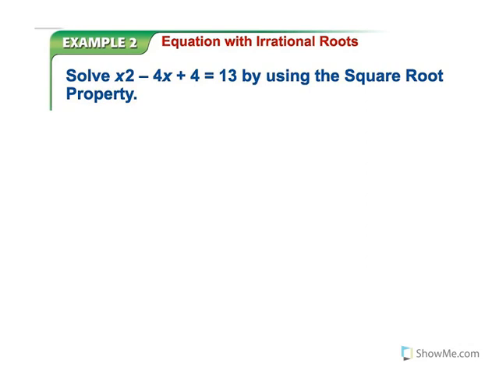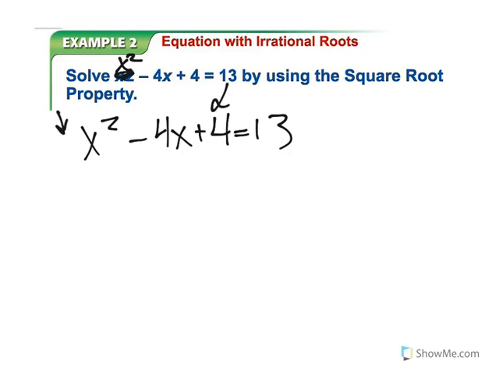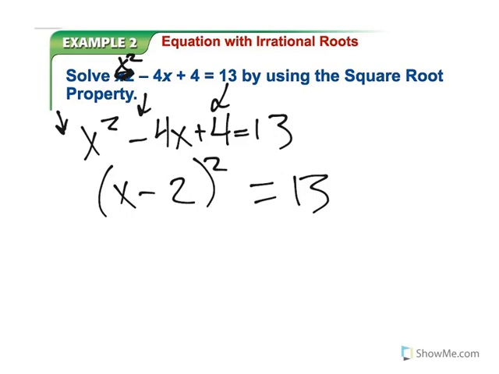Example number 2, we're going to use the square root method again. We're going to solve x squared minus 4x plus 4 equals 13 by using the square root property. So again, we should easily be able to factor this. We know that x squared is a perfect square, 4 is a perfect square. We're going to take x, and we know that the square root of 4 is 2, and we're going to have this squared, and we have to look here and we see, oh, it's a negative in the middle, so this needs to be x minus 2 squared, and it's going to be equal to 13.